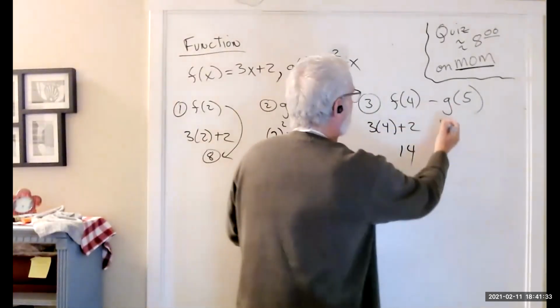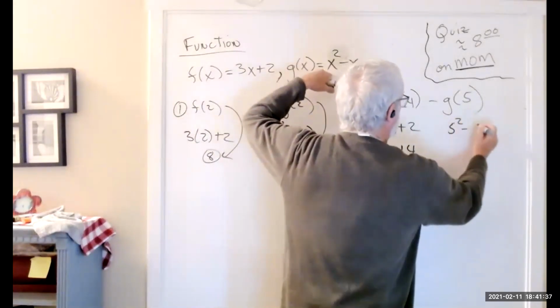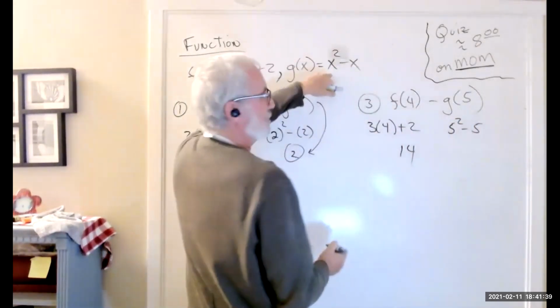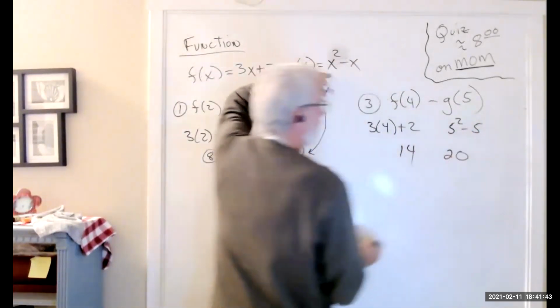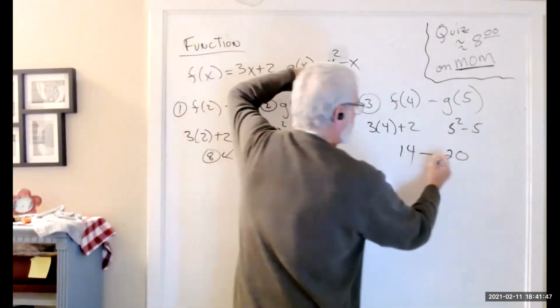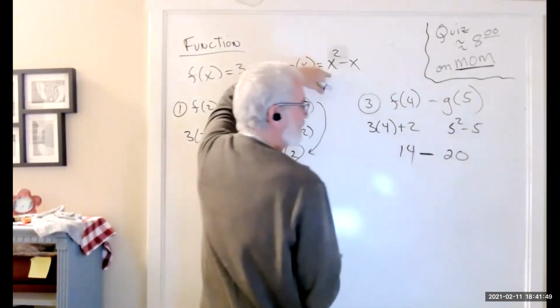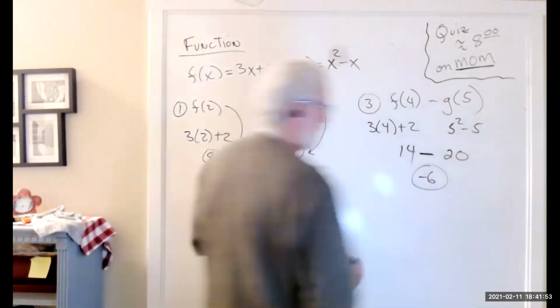G of 5, we stick it over here. This is 5 squared minus 5. 5 squared is 25 minus 5 is 20. But the problem says take f of 4 minus g of 5. So 14 take away 20 is negative 6. That's the answer.